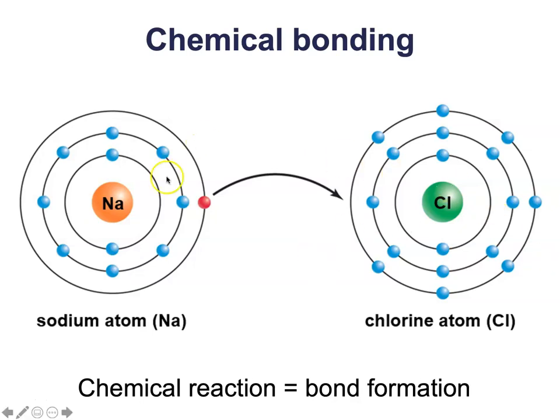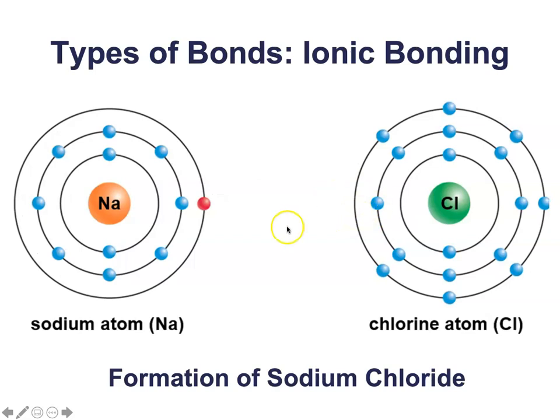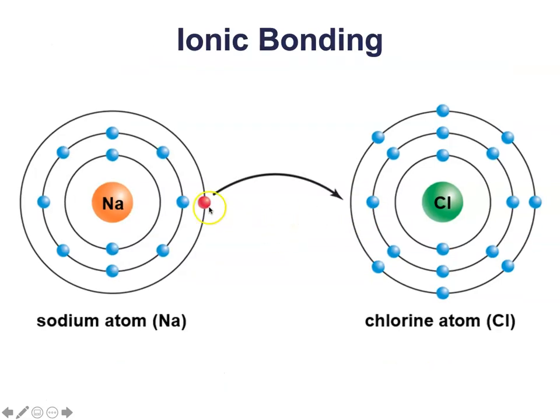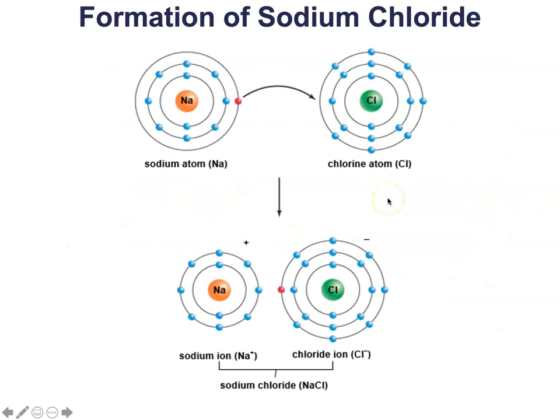So here's what's going to happen. Sodium has 1 extra electron that he wants to get rid of. Chlorine is missing 1 electron that he would like to pick up. So sodium's going to be like, hey, I don't want this. Do you want it? And he's going to donate. He's actually going to give up an electron to chlorine. So when we give our electron over to chlorine, what happens is we actually create ions.